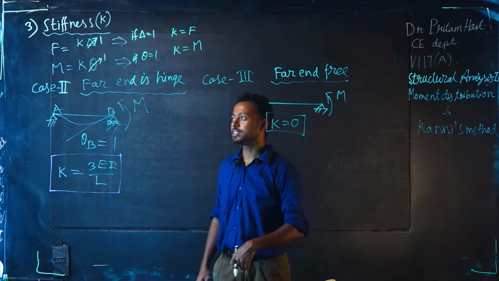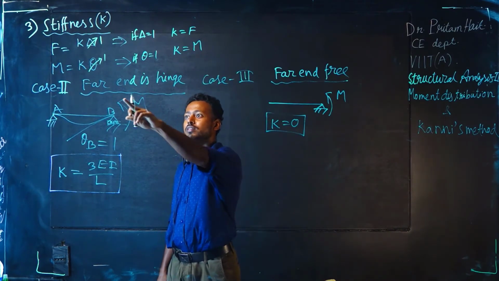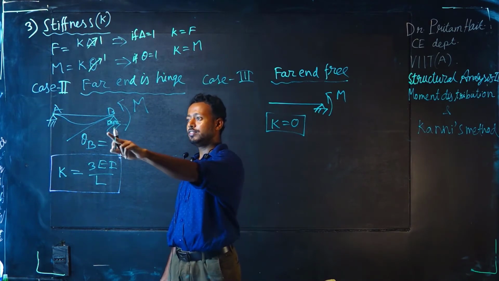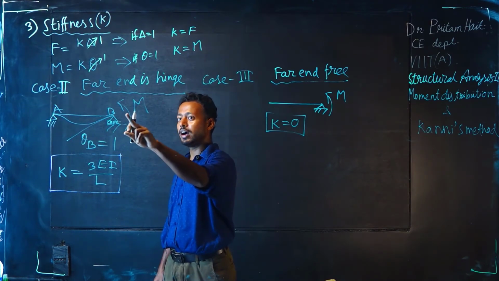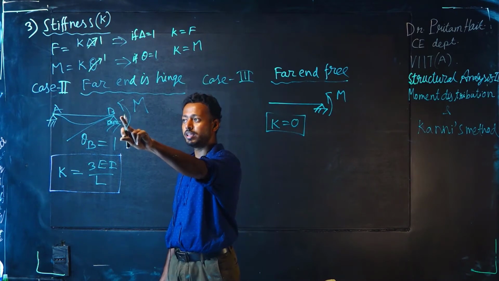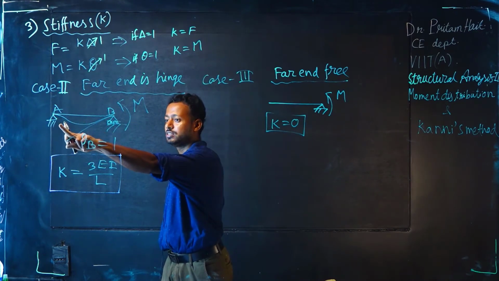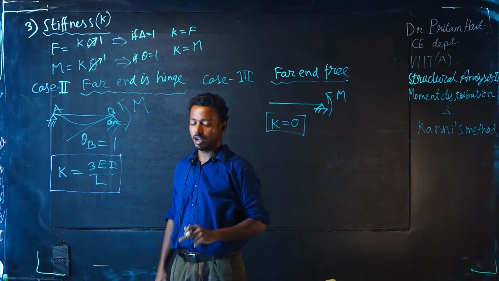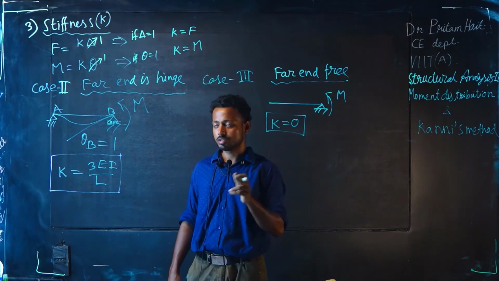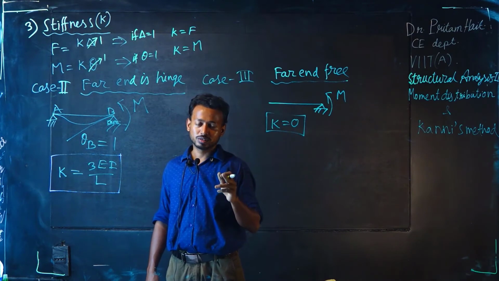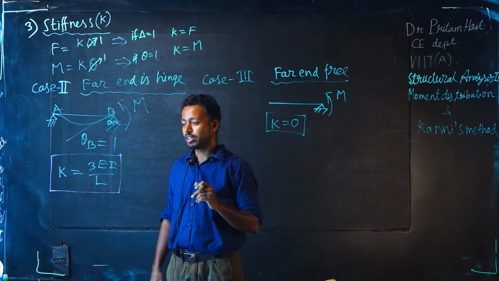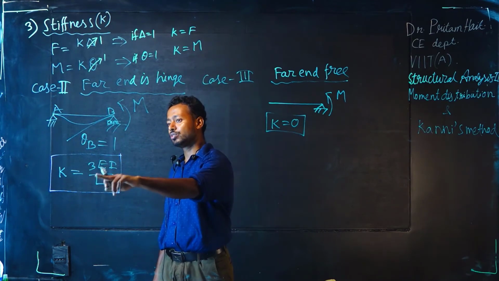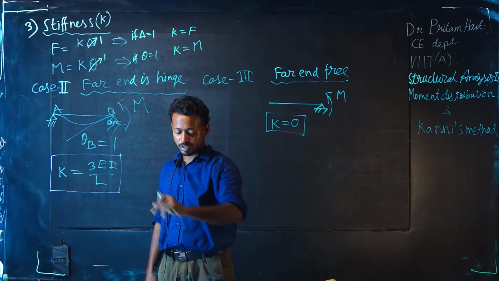Come to case 2, for far end is hinged. Now, if the far end is hinged and you are applying a moment M at point B, the stiffness of this member will be 3EI by L. The derivation is not in your syllabus, so the derivation is not required. So you can remember, if the far end is hinged, the stiffness will be 3EI by L.